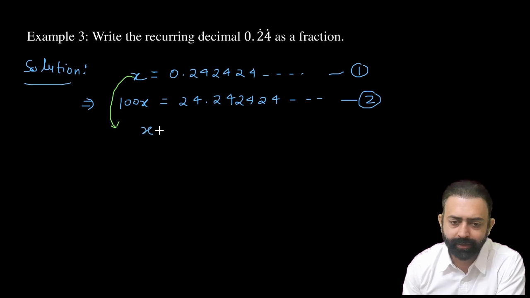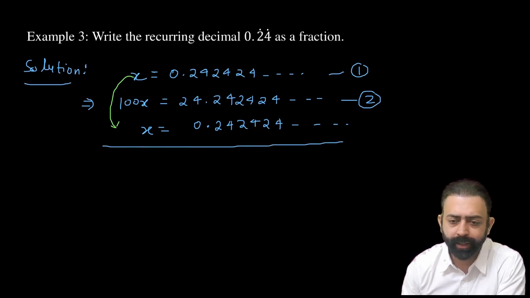So this x was 0.24. Just match or align the decimal point. This is very important. So this 0 will be below this 4, not below 2. So 0.24, 24, 24 and so on.